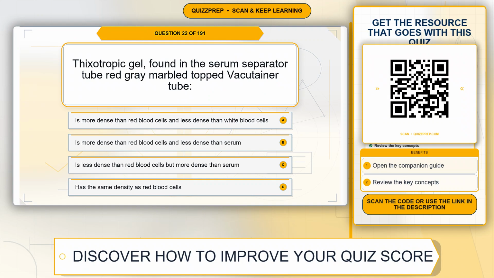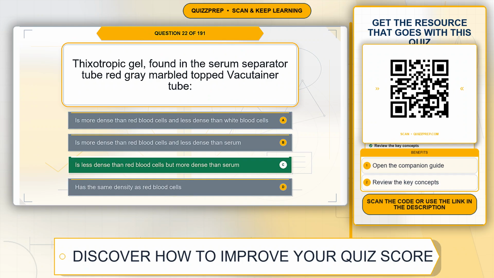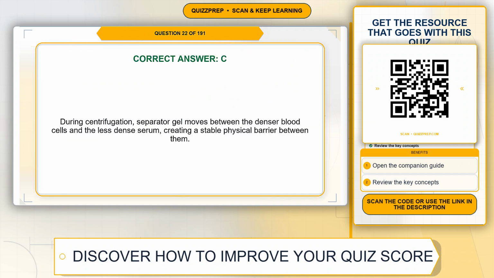Question 22. Thixotropic gel, found in the serum separator tube, red-gray marbled-topped vacutainer tube: Option A, is more dense than red blood cells and less dense than white blood cells. Option B, is more dense than red blood cells and less dense than serum. Option C, is less dense than red blood cells but more dense than serum. Option D, has the same density as red blood cells. The correct answer is option C. Explanation: during centrifugation, separator gel moves between the denser blood cells and the less dense serum, creating a stable physical barrier between them.